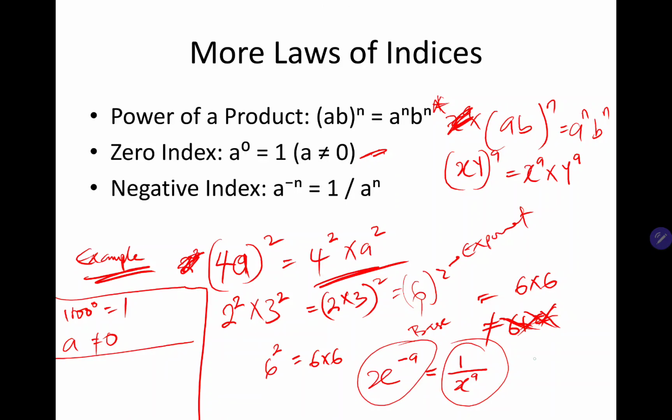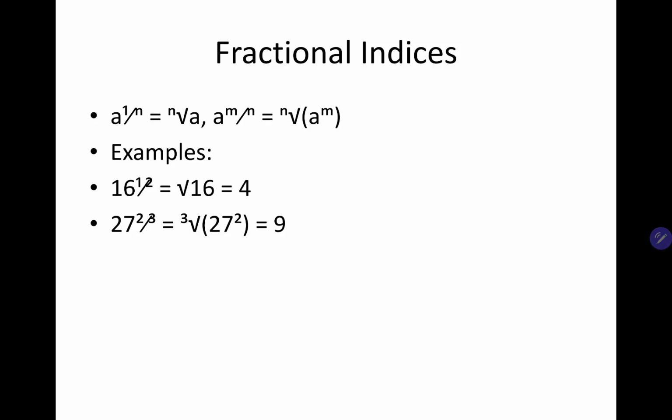So if you have 5 raised to power minus 2, this is the same thing as 1 over 5 raised to power 2, which is the same thing as 1 all over what? 25. Very simple. Okay, we move on, no time.